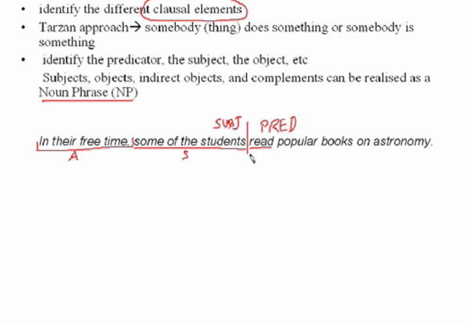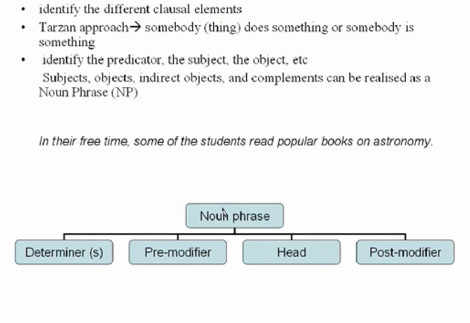the predicator red, and all of this is an object, something. So somebody did something. We now break down the subject, and we now break down the direct object. And how do we break this down? Well, this subject here is a noun phrase, and all of this is also a noun phrase.